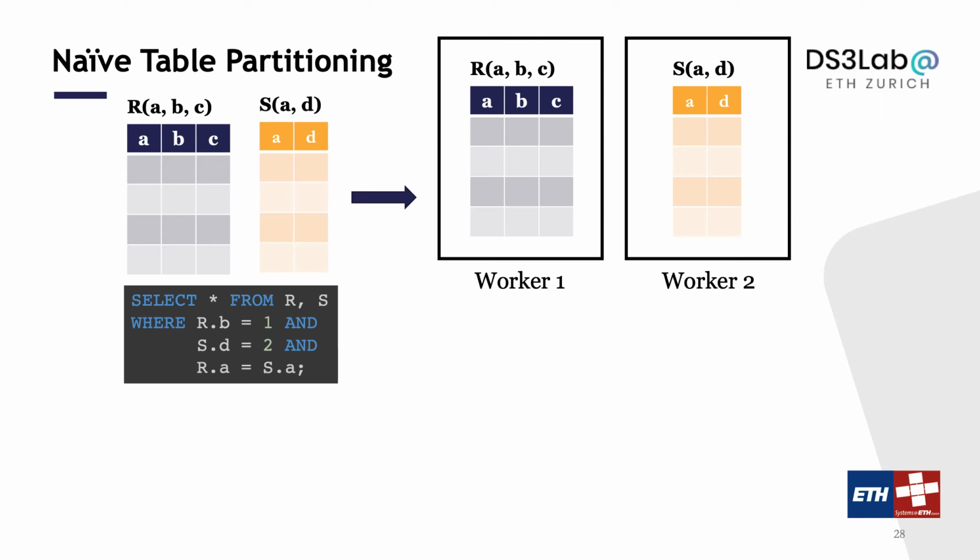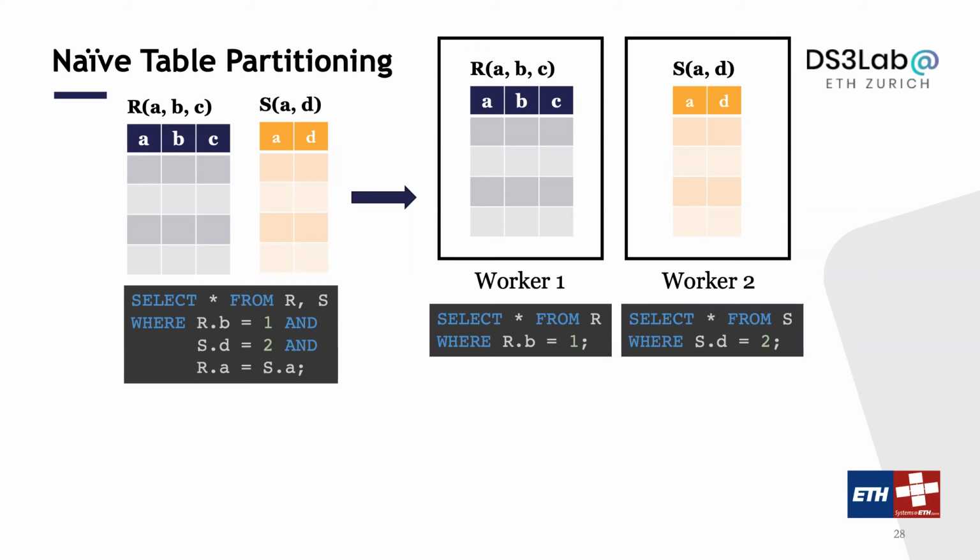So think about if you are the coordinator, right? We will not talk about how to do this systematically, but if you are the coordinator, what would you do? If I were the coordinator, I would push down the selection. I say, okay, worker one, give me all the tuples in R where B equals one. I tell worker two, give me all the tuples in S where D equals two. I push down all the selections, all the way from the join to each relation. And all of this can be done in parallel, because they only concern a single table.